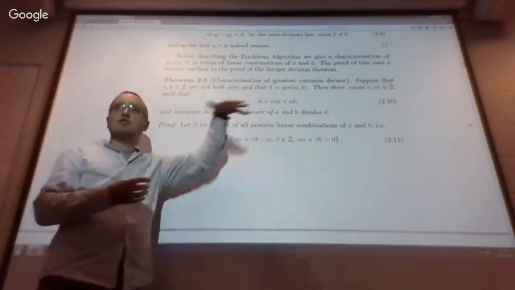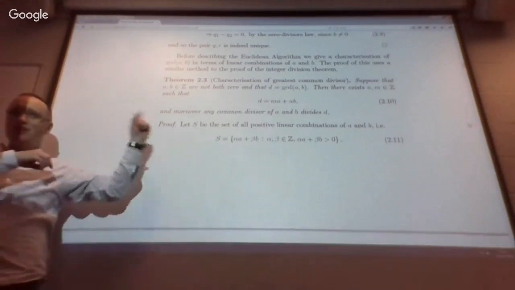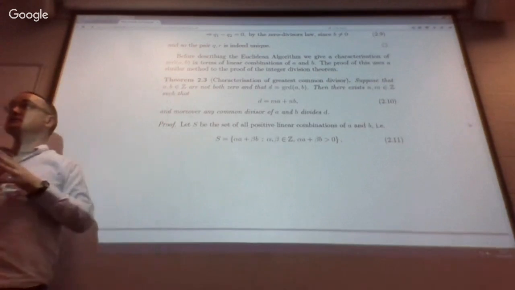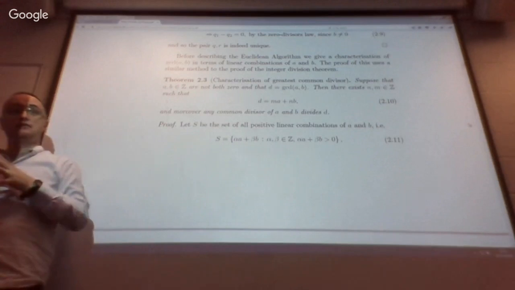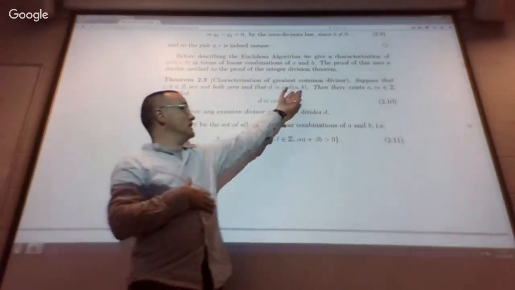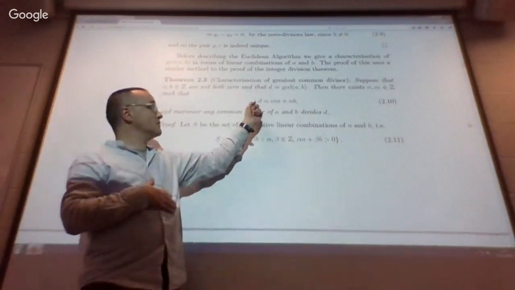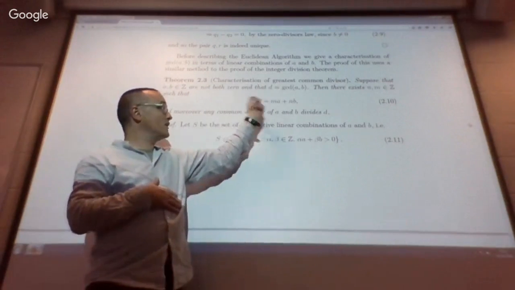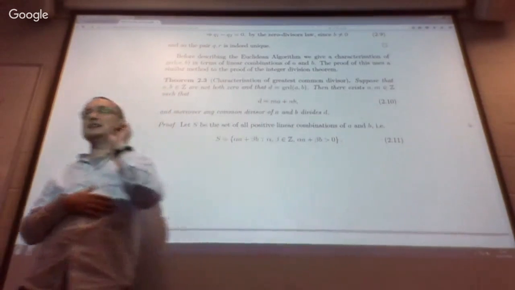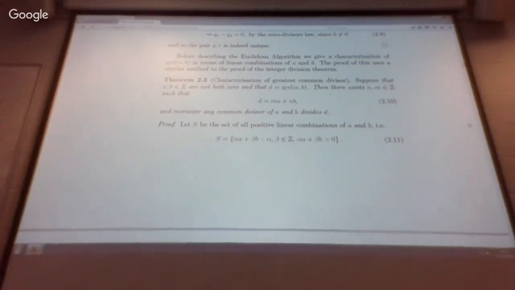Before we discuss the proof, any queries about what we're talking about, or any clarification about what the statement of the theorem is claiming? It's claiming that for any pair A and B, the greatest common divisor of them, which we call D, can always be written as an integer linear combination of A and B, with integer coefficients. So here's how the proof works.